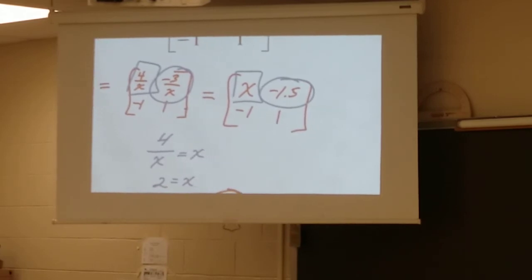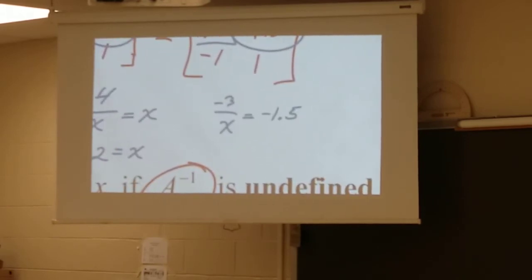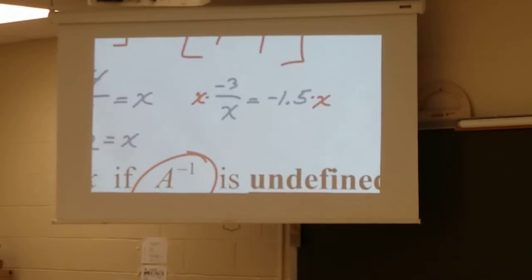Now, the other one is that negative 3 over x equals negative 1.5. Once again, maybe now that you know the answer is 2, you can look at that and say 2. But how do you find that answer using algebra? Whenever there's an x in the denominator of a fraction, you want to multiply that to the other side. This would be kind of like solving it with algebra.